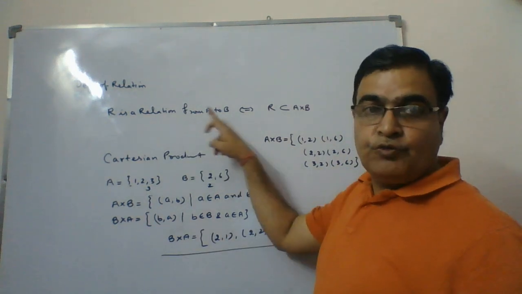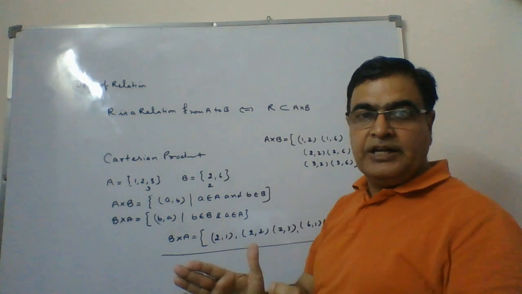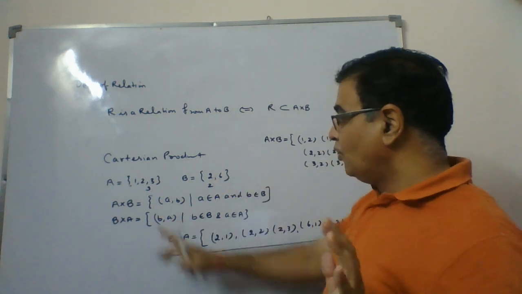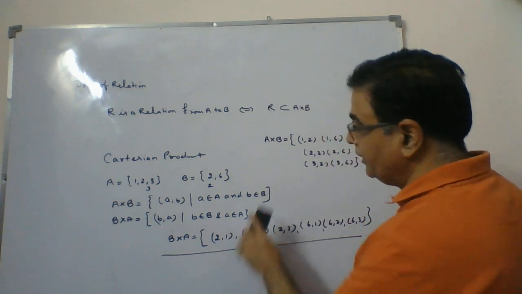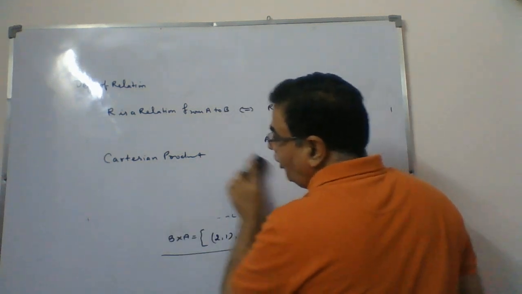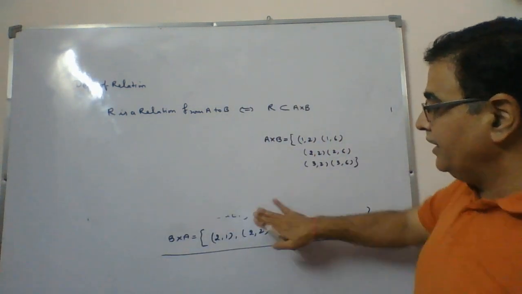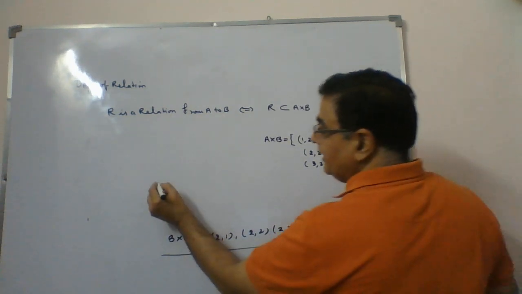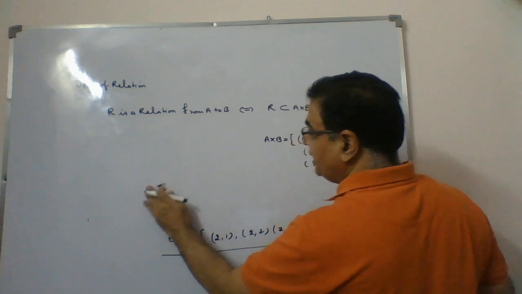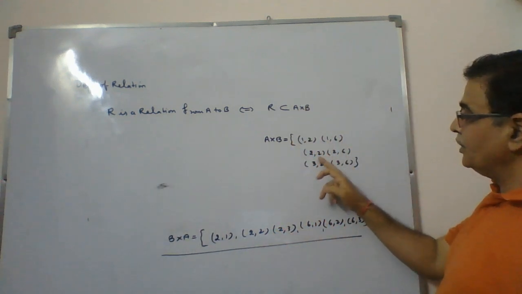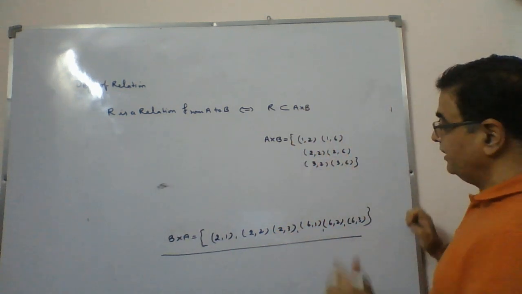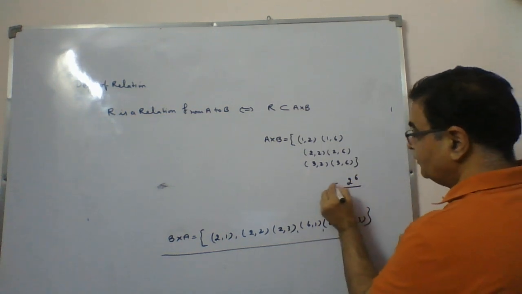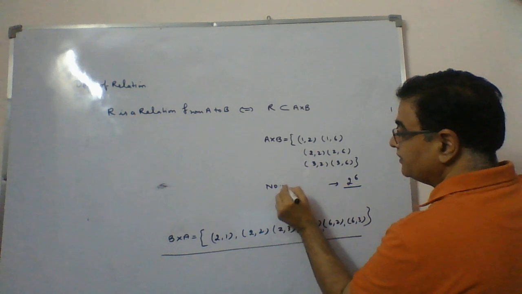R is a relation from A to B. What is a relation? It is simply nothing but a subset of the Cartesian product. Whatever A cross B or B cross A you are taking, its subset will always give you a relation. So in this case, it is A cross B. If I say A cross B, how many subsets are there? 1, 2, 3, 4, 5, 6 elements are there. So we will say 2 power 6 subsets will be there. This is the number of subsets.